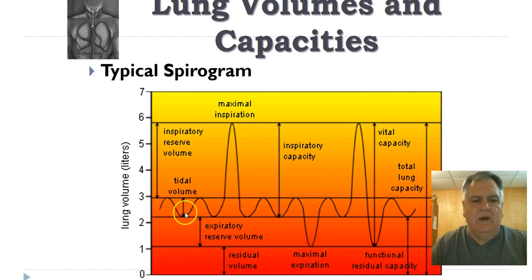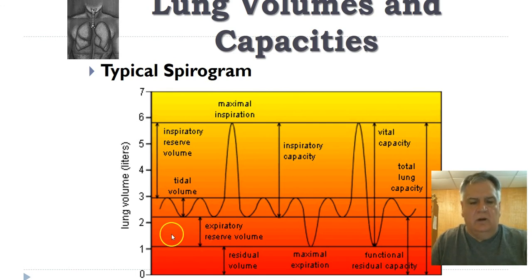Okay, now we have the inspiratory reserve volume. So I take my breath in, and then how much more air can I take in? That's my inspiratory reserve, from the top of the tidal volume to the maximal inspiration. On the opposite end of that, we have our expiratory volume. So now I breathe out, and how much more air can I blow out at the end of a normal quiet breath? There's my expiratory reserve volume.